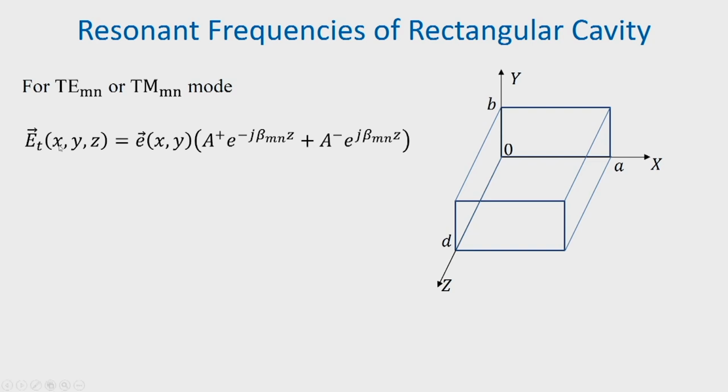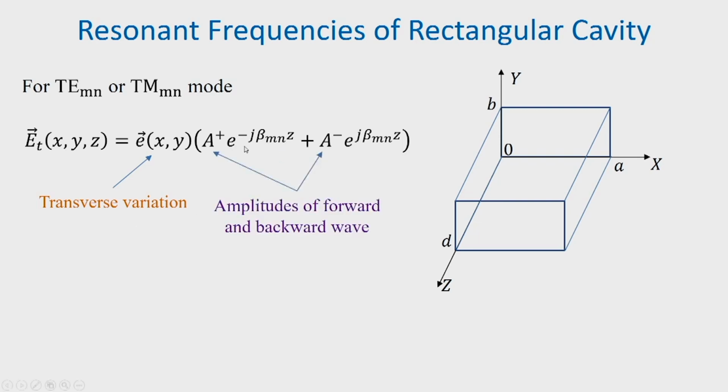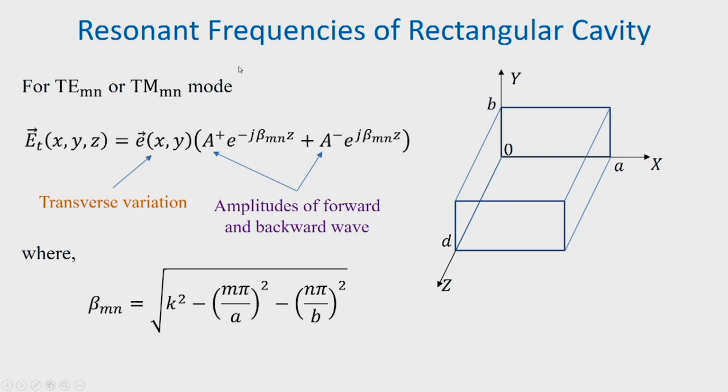we can write the transverse electric fields in the form of E-bar(x,y), which takes into account transverse variation, variation with respect to x and y, and this bracketed term gives the longitudinal variation, and since the cavity is closed at both ends, we also consider the reflected wave, and therefore, A plus and A minus, these are the amplitudes of the forward and backward wave, and beta_mn, this is given by square root of k squared minus (m pi by a) whole squared plus (n pi by b) whole squared. So, what happens now?